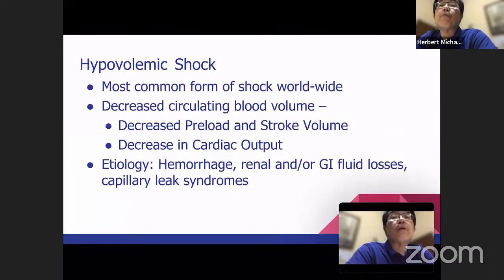Now, let's go to the more common causes of shock. Hypovolemic shock is the most common form of shock worldwide, and this is because of a decrease in circulating blood volume. There will be a decrease in the preload and the stroke volume, and eventually causing a decrease in cardiac output. Causes of this can actually be trauma, so you have hemorrhage. You can have renal losses, so an increase in urine output or an increase in GI tract losses, or the capillary leak syndromes.